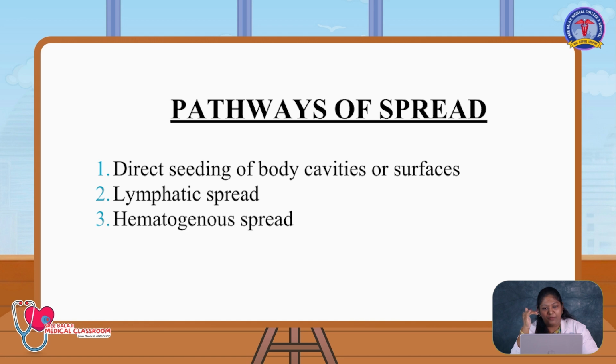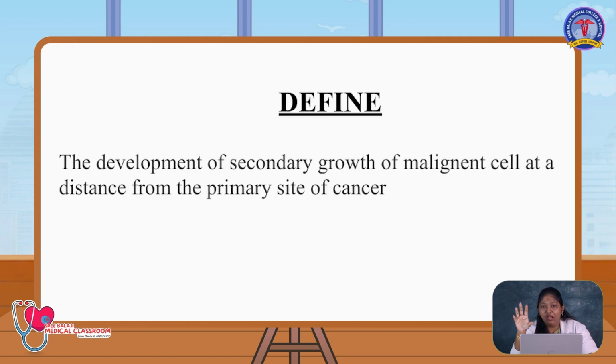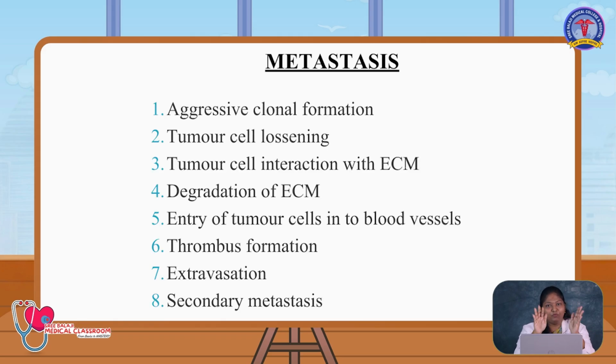This spread is called metastasis. As I've already told, it is the development of secondary growth of malignant cells at a distance from the primary site. So a tumor from the primary site discharges, goes and proliferates in the secondary site, which is called metastasis. Again, I'm telling, please don't memorize the definition, understand the concept for better implementation. Metastasis has 8 cardinal features, so always remember this.